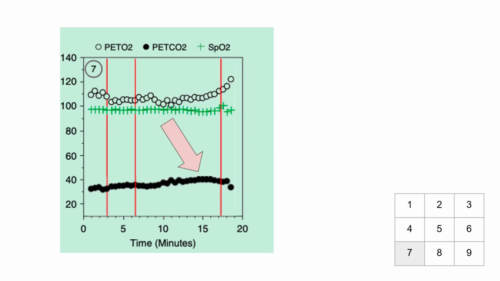And lastly, we can look for the partial pressures of end-tidal CO2. So end-tidal CO2 is typically low when dead space is high. However, end-tidal CO2 is also low when arterial PCO2 is low. So identifying the cause of a low end-tidal CO2 requires determining arterial values.